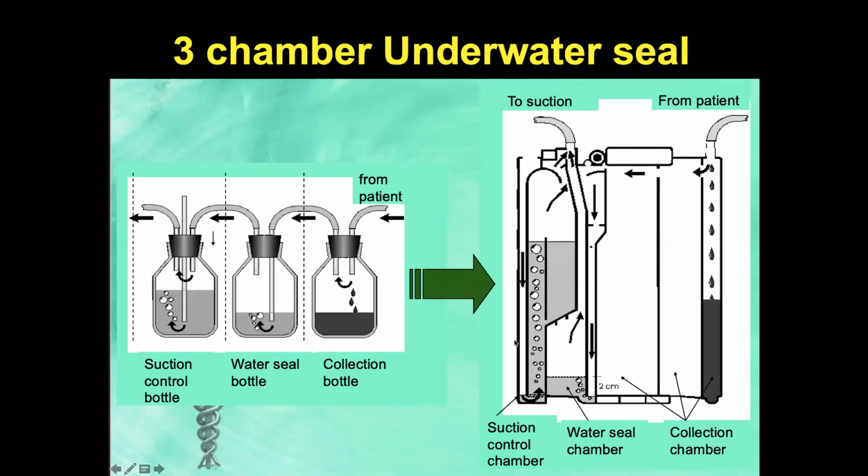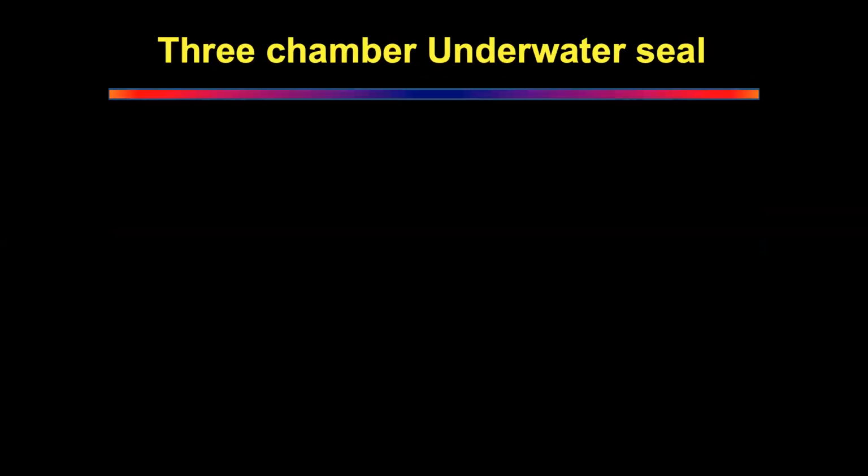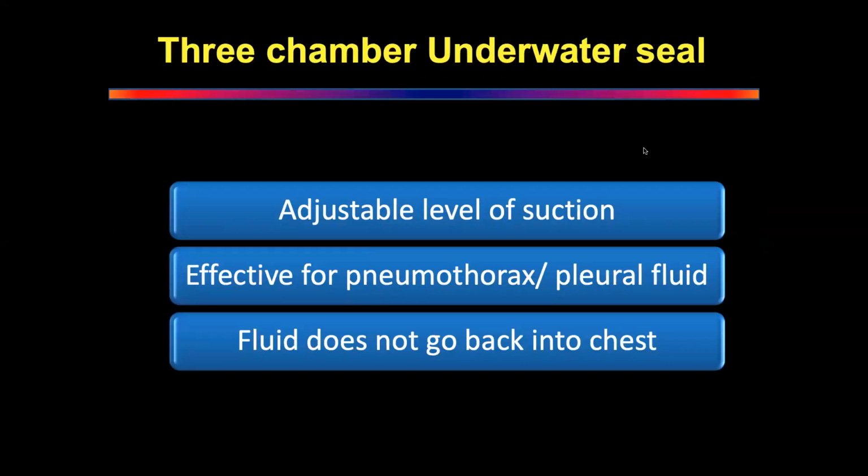So this chamber allows you to control the suction by giving a vent. The most important thing is the room vent. Understood or not understood? I think you have not understood. I'm happy to spend more time, but you can adjust the level of suction. It's very good for fluid as well as air, and importantly, fluid does not go back.